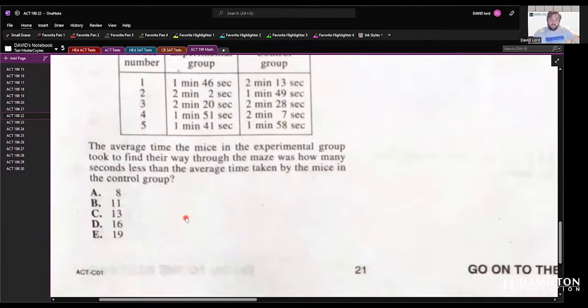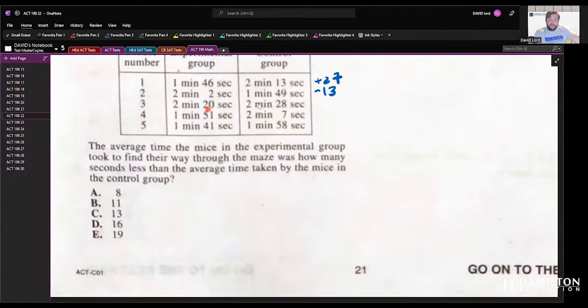So this is an interesting question. We need to find the average amount of time, but they give it to us in terms of minutes and seconds. So there are some traps along the way here. So let's find an easy way of doing this. Let's find out how many more seconds it took the control group. In order to get up to 2 minutes, it'd be 14 seconds plus another 13 seconds. So that's 27 seconds for mouse 1. For mouse 2, they took a little bit longer in the experimental group. So it's going to be 11 seconds minus 2, so it's going to be minus 13 seconds.